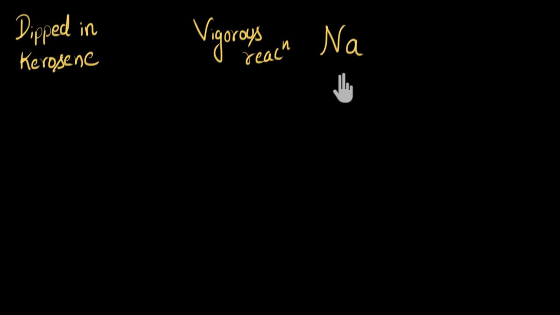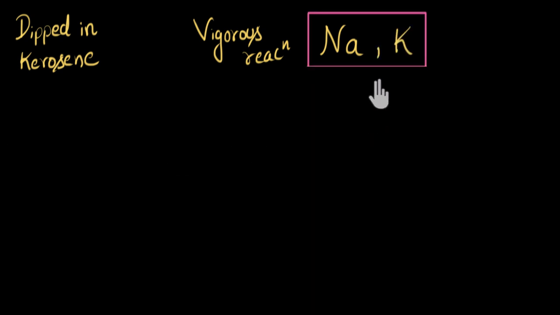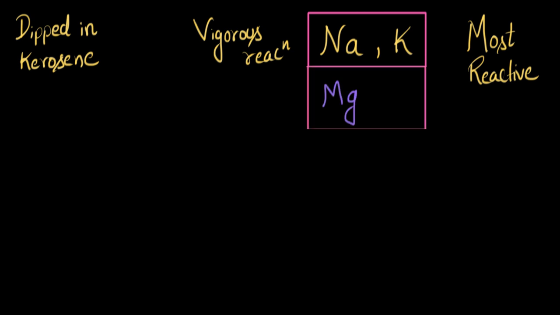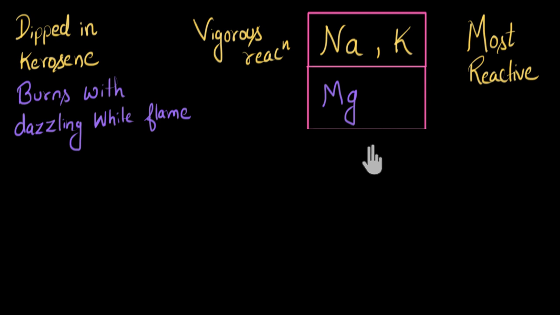And just like sodium, potassium is also very reactive. Its reaction with oxygen is also very vigorous in nature. So these are the two top most reactive metals that we have. Next, we have magnesium. We have already seen that when we burn magnesium, it catches fire and it burns with a dazzling white flame. So it is also very reactive, but in comparison to sodium and potassium, it can only come second. It's no match for them.